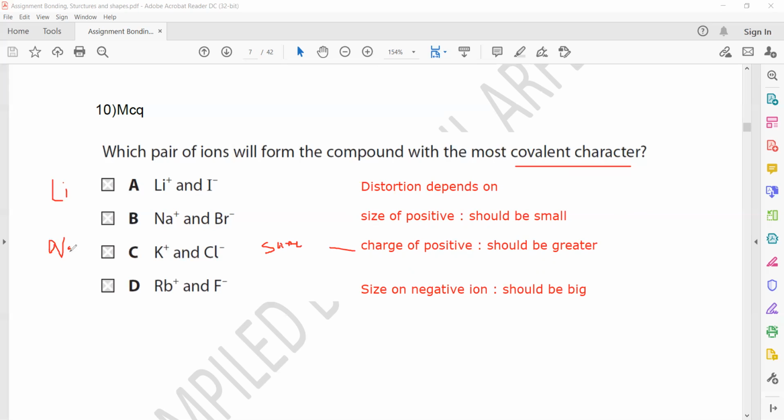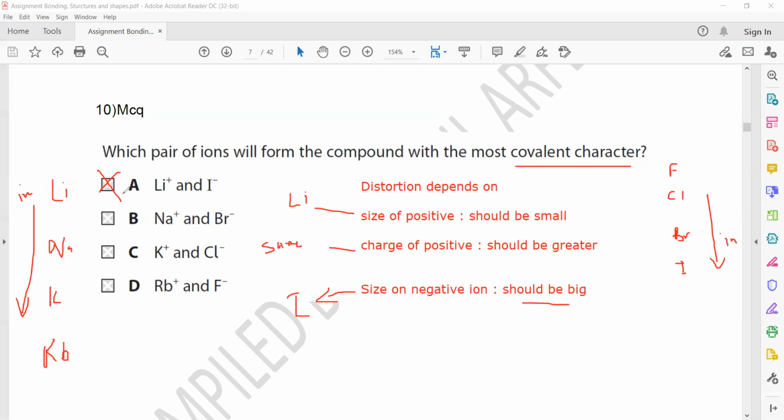So lithium is there, sodium is there, potassium is there, rubidium. So as we go down, the size will increase, the smallest size will be lithium. So this will give us the idea that lithium, and the size of the negative ion should be big. So which negative ion is bigger? So when we go down the group for fluorine, chlorine, bromine, and iodine, the size is increasing. So the size of the negative ion should be bigger. So iodine is there. So it shows that A is the right answer for this question.